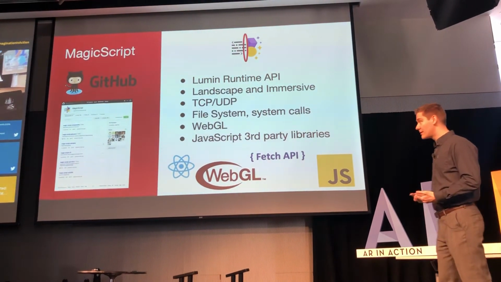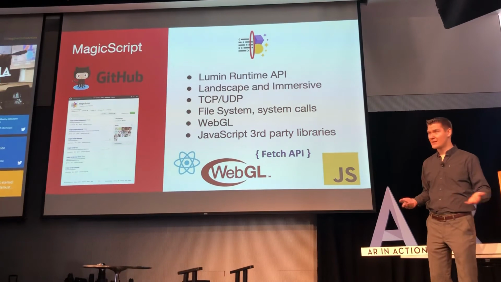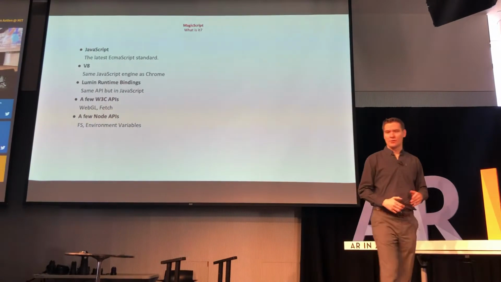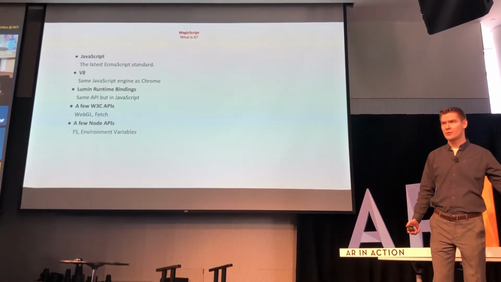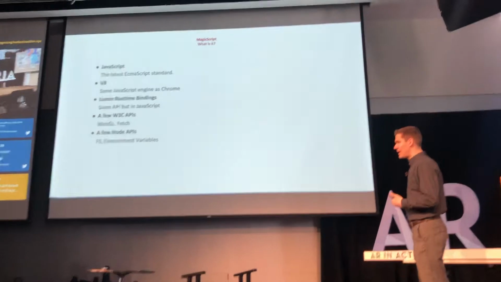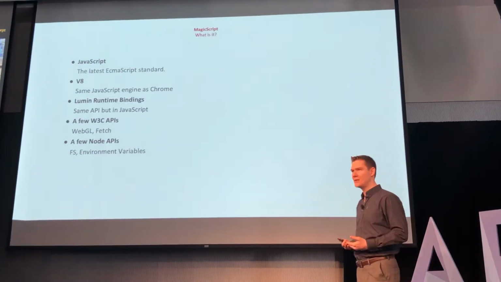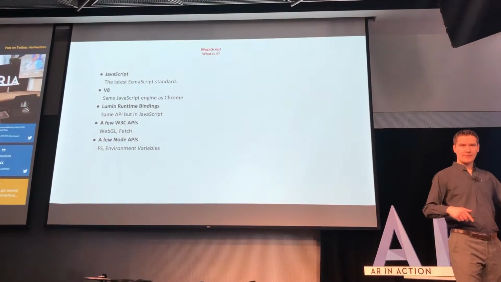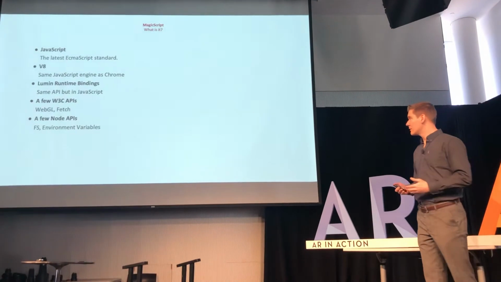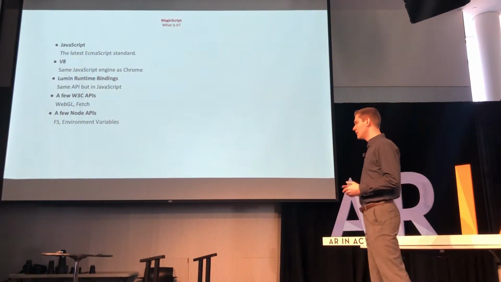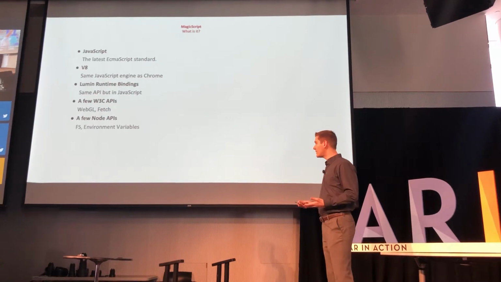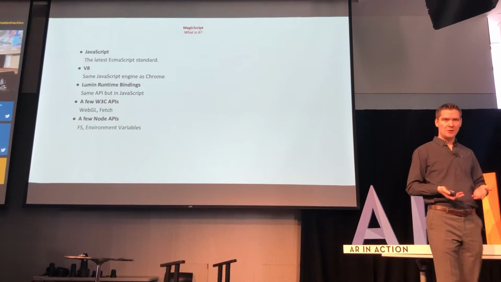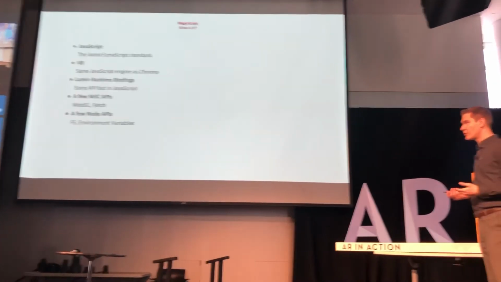But one of the most important things is that almost everything I'm talking about here today is open source on GitHub. So we're using the latest ECMAScript standard for JavaScript, which is powered by V8, the same JavaScript engine that's running in Google Chrome and developed by Google. To that, like I said, we add the Lumen Runtime APIs as direct native bindings. Then we pepper in some W3C APIs, such as WebGL and Fetch. And we've added some Node.js APIs as well to enable the third-party NPM libraries.